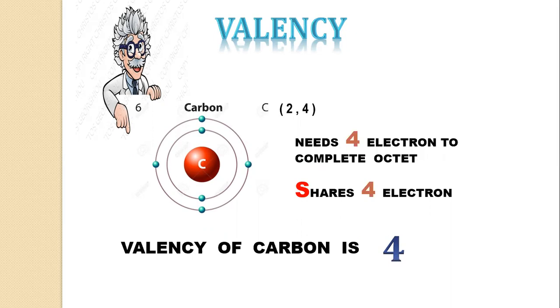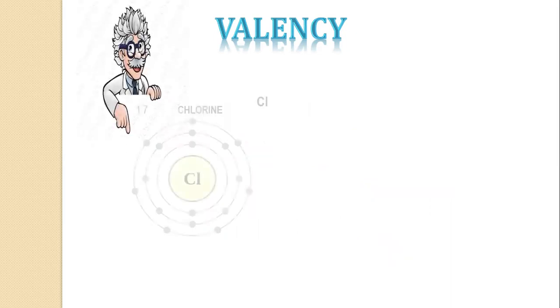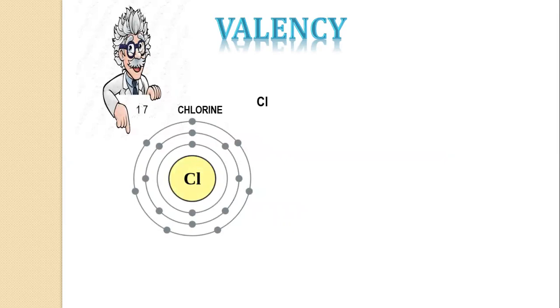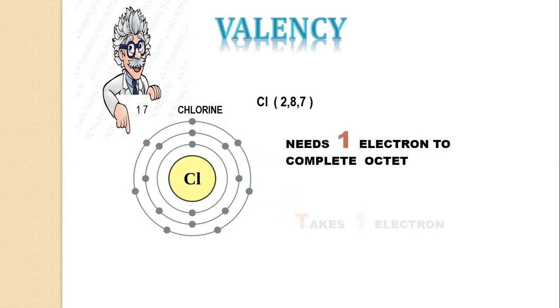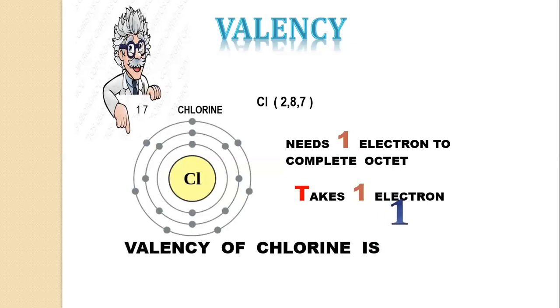Now you all use your logic and tell me for chlorine, atomic number 17, electronic configuration 2, 8, 7. So what would chlorine do? 7 electrons in its outermost orbit. Exactly, absolutely correct. Chlorine will take 1 electron in order to complete its octet and therefore the valency of chlorine is 1.